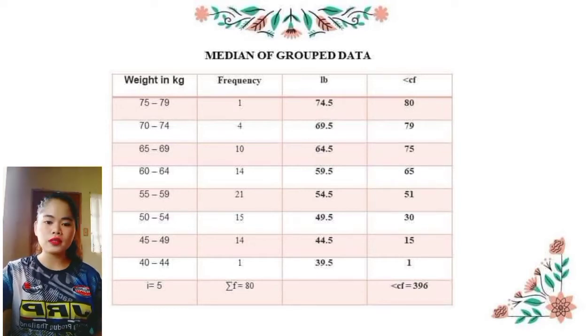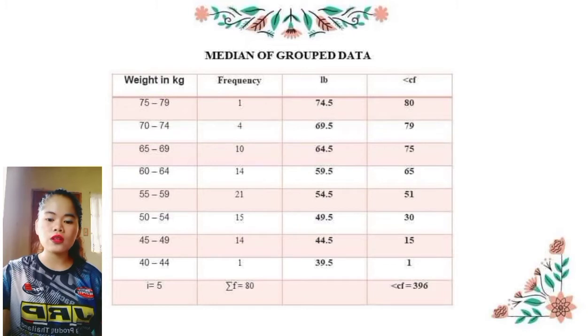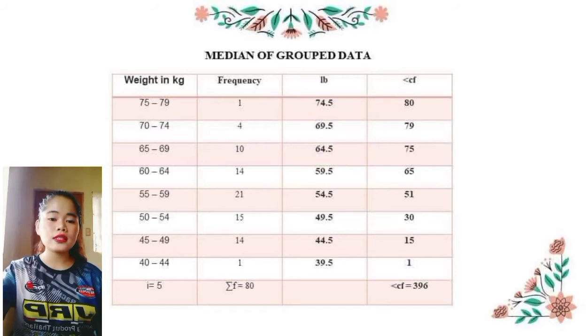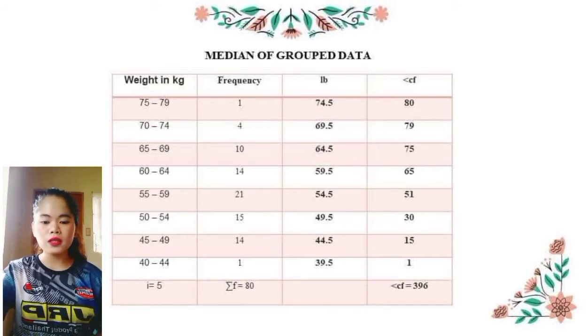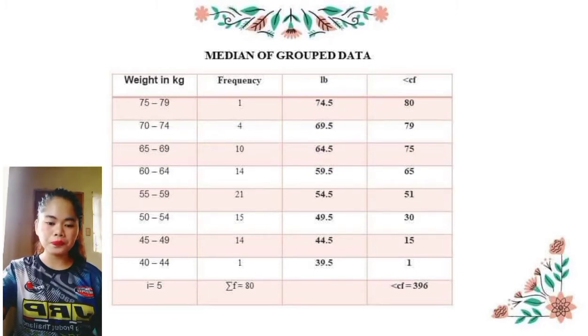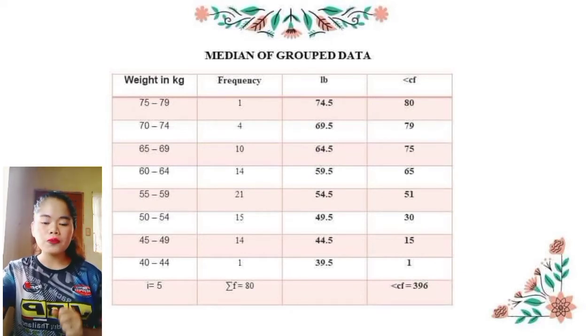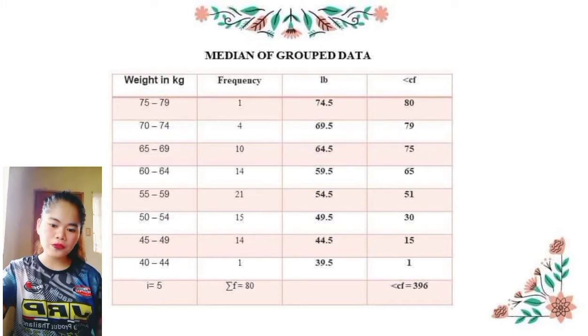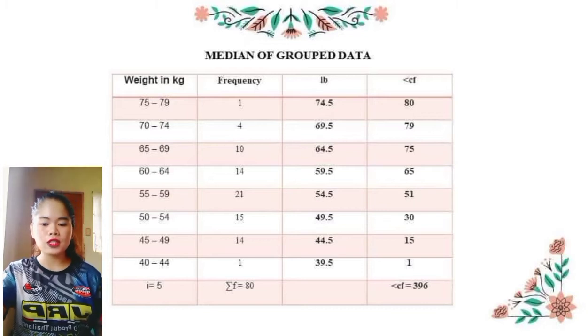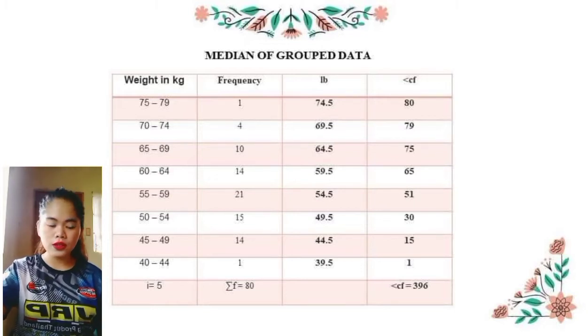So 75 minus 0.5 is equal to 74.5, and then 70 minus 0.5 is equal to 69.5, and then 65 minus 0.5, 64.5, 60 minus 0.5 is equal to 59.5, 55 minus 0.5 is 54.5. 50 minus 0.5 is 49.5. 45 minus 0.5 is 44.5. And the last is 40 minus 0.5 equals 39.5.